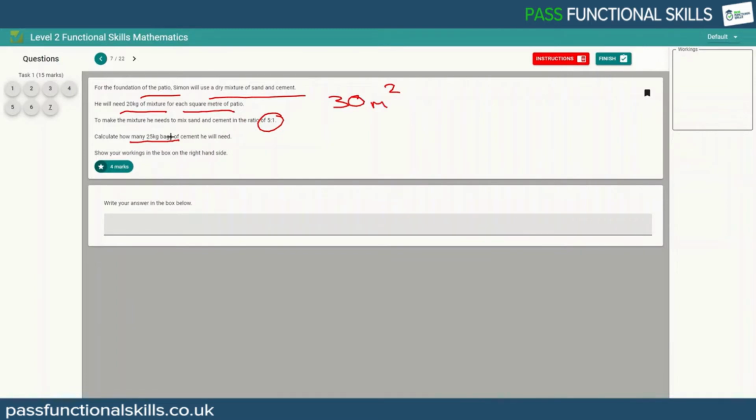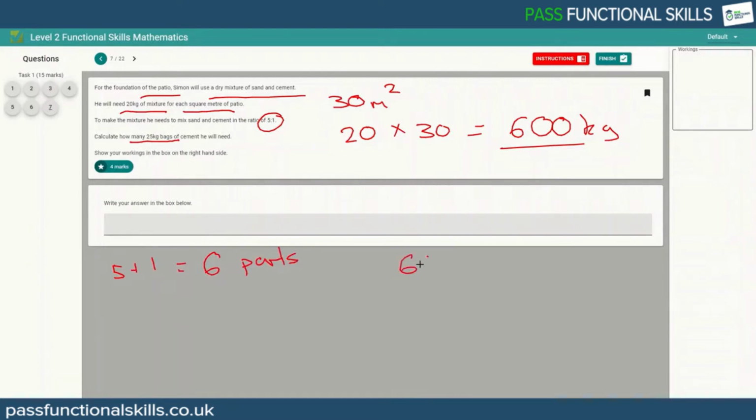So to do this, we're going to work out how much of the mixture he'll need to cover the entire patio area. We're going to use the information given that you will need 20 kilograms of mixture for each square metre of patio. So what we need to do is just multiply 20 kilograms by 30 metres squared. That comes out as 600 kilograms of the mixture that you'll need. And we're also given that the mixture needs to be in the ratio of 5 to 1, with 5 parts sand and 1 part being cement. So what we're going to do is add the 2 parts together, 5 plus 1, so you get 6 parts in total.